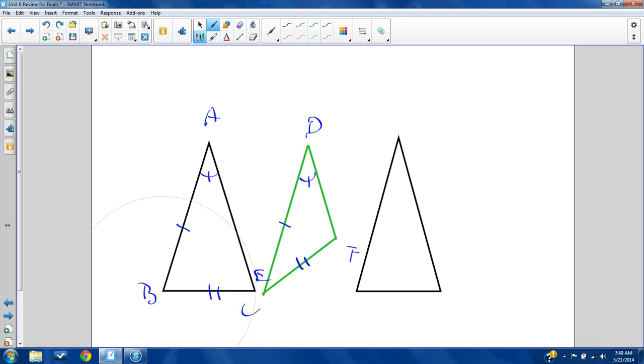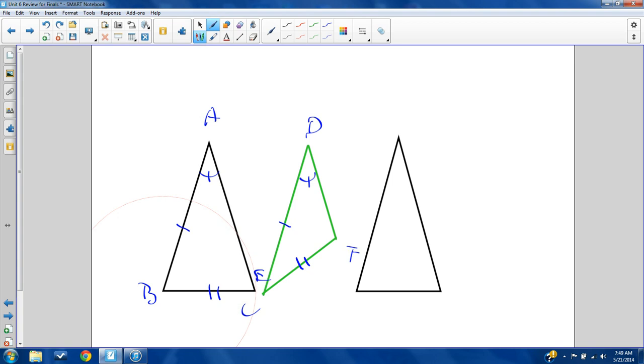Now, this angle C is not congruent to angle F. Segment AC is not congruent to segment DF, and angle B is not congruent to angle E. These triangles are not congruent. Angle side-side, or side-side-angle, is not a valid congruency conjecture because I can make different triangles out of this.